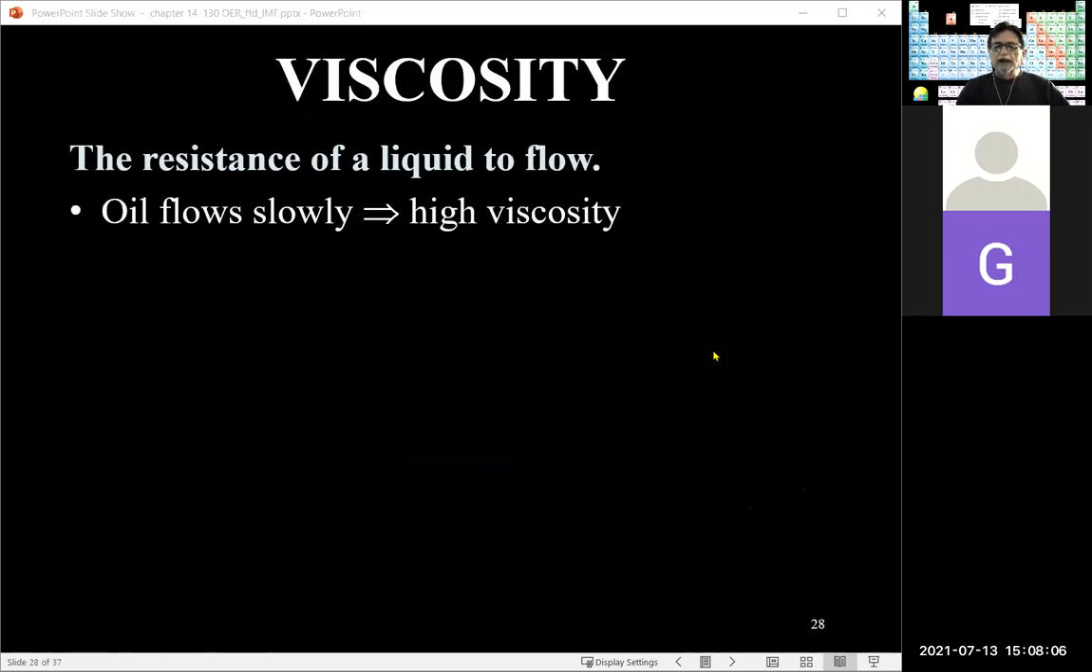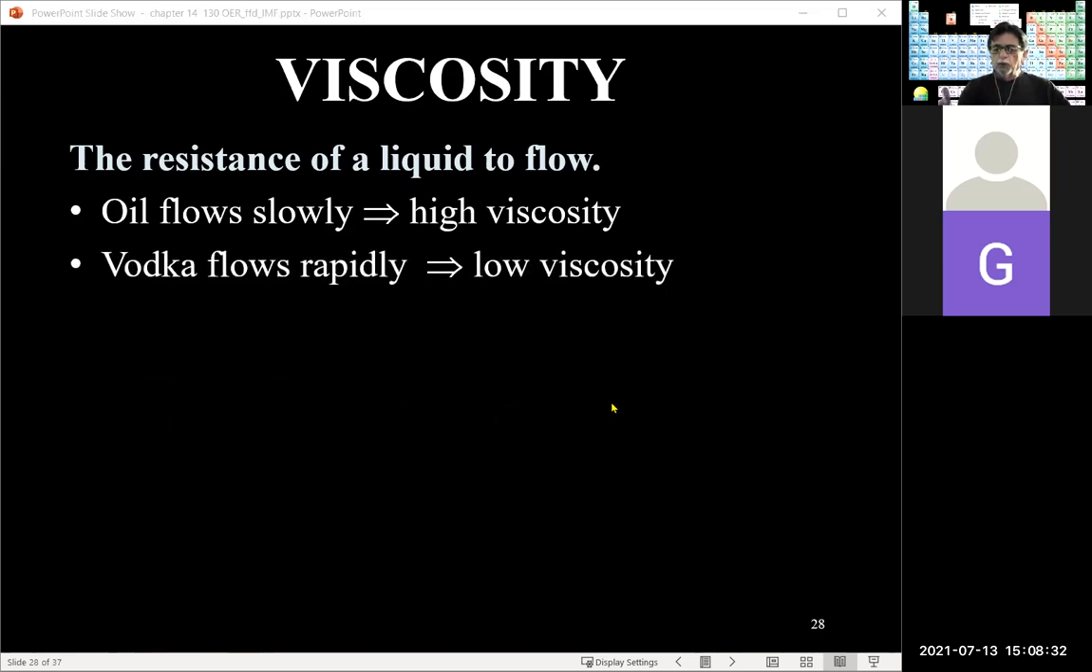And viscosity is a measure of the resistance to flow. So we know that oil generally depends on the weight of the oil, but a viscous oil flows slowly because of its high viscosity, okay? And water, or AKA vodka, flows rapidly, again because of its low viscosity.